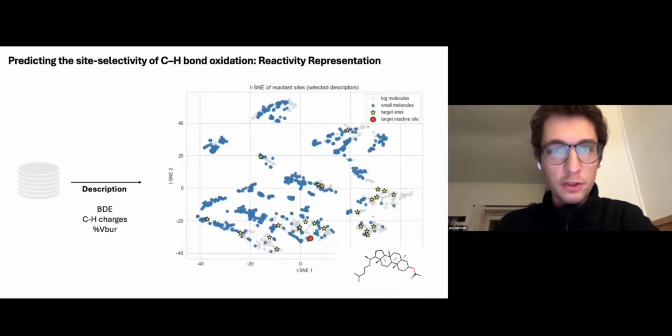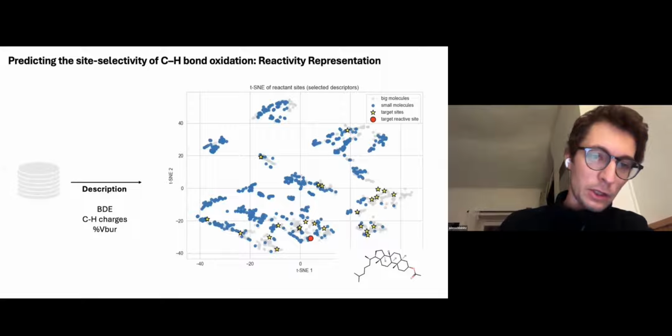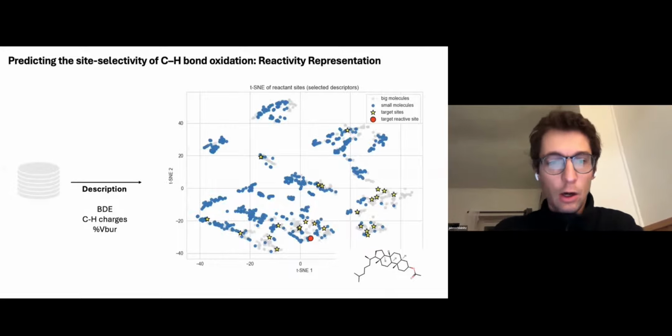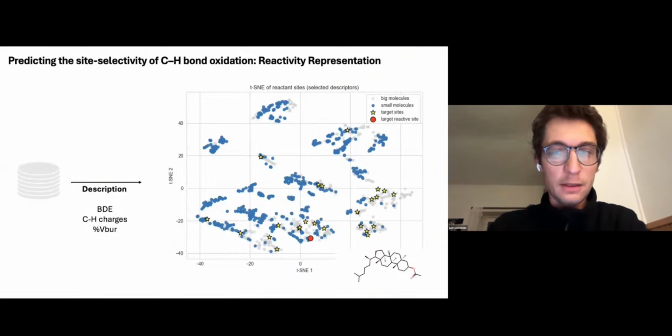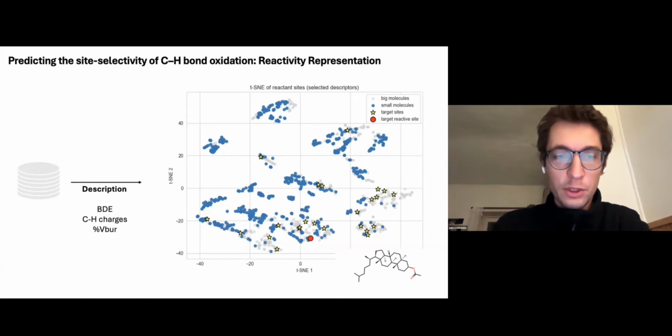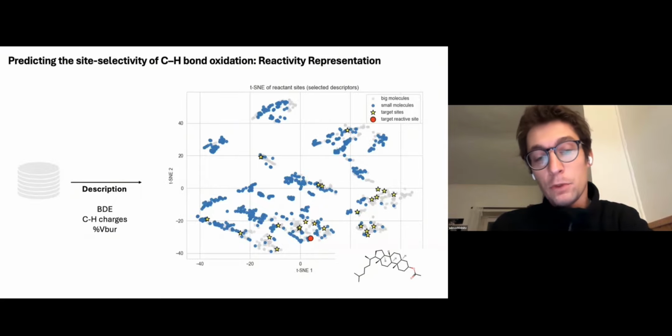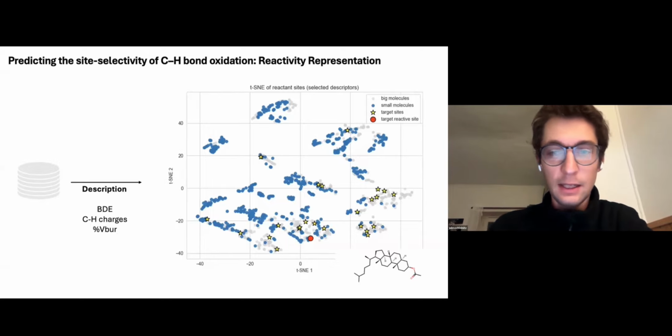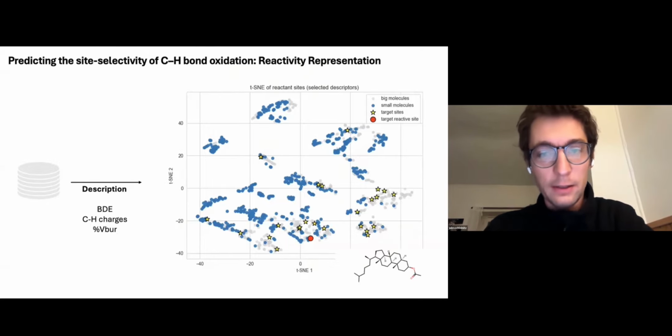And then we featurize them. I'm not going to describe exactly all the different featurizations we did, but in this case, we thought that simple descriptors that were relevant to that chemistry, which are BDE, the charge of the carbon and the hydrogen of the reactive sites, and also the steric constraint at those sites, were the most interesting.